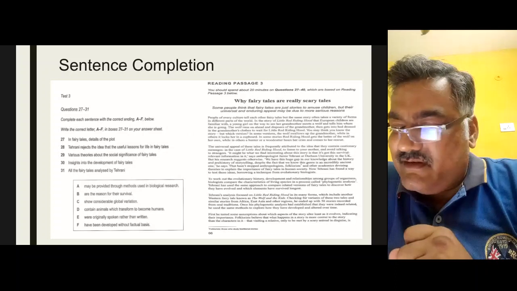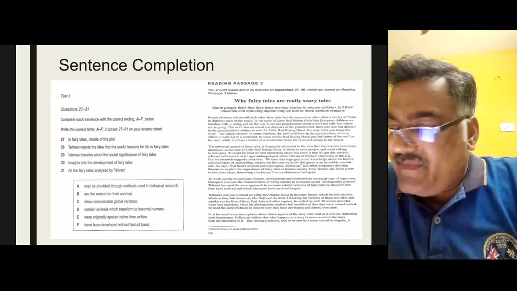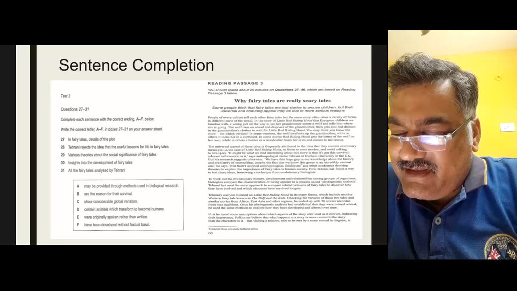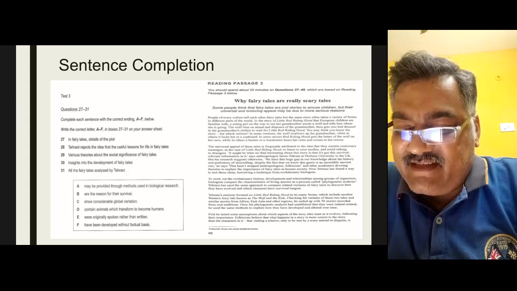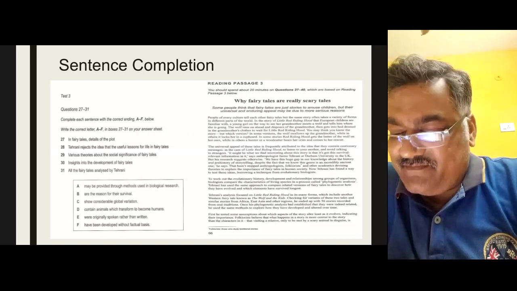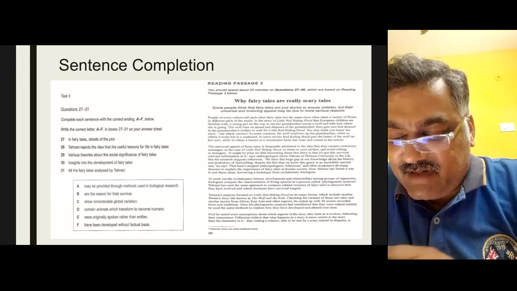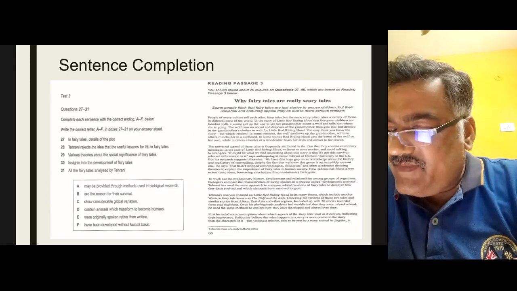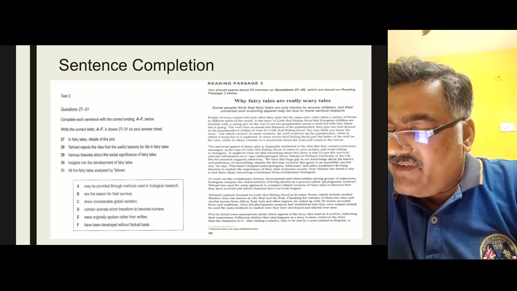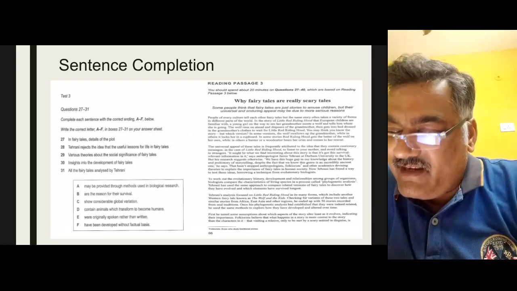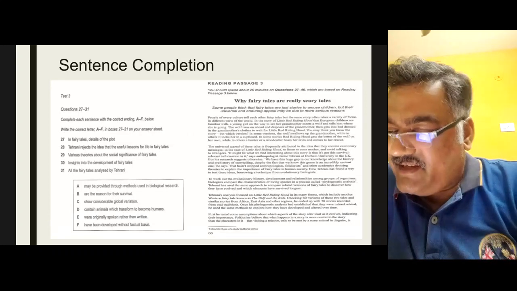Okay, now let's have a small game. Try to find out the third part, the ending part of this sentence of 27. In fairy tales, details of the plot. You have to choose one answer from the box. All right, the answers are available to the right of your screen in reading passage 3.